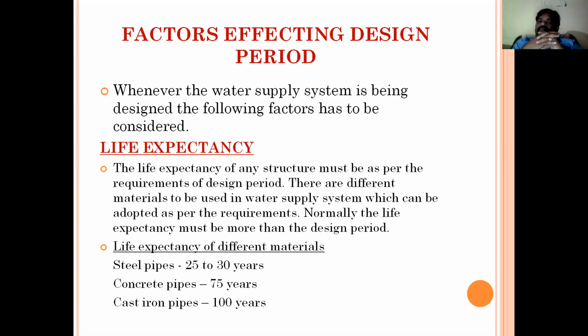What are the different factors supposed to be considered while the design period is being calculated? In that, the first component is life expectancy. The life expectancy of the materials we have chosen must be higher than the design period. Then only we can fulfill the purpose of the need. We have seen the life expectancy of different materials used in water supply systems: steel pipes, concrete pipes, cast iron pipes, where the steel pipes life expectancy is 25 to 30 years, concrete pipes 75 years, cast iron pipes 100 years.